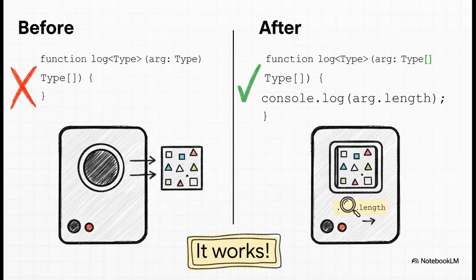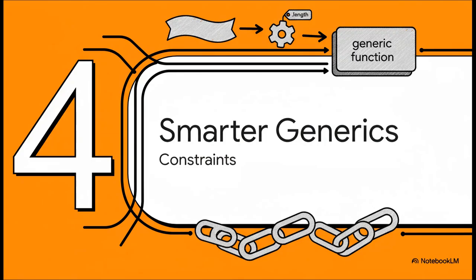And the fix is actually pretty simple. Just be more specific. If your function is meant to work with arrays, then tell TypeScript that. By changing type to type squared, we're not just saying it's any old type. We're saying it's an array of that type. And now TypeScript knows for sure that arg is an array, and of course, arrays have a length. Boom, problem solved.